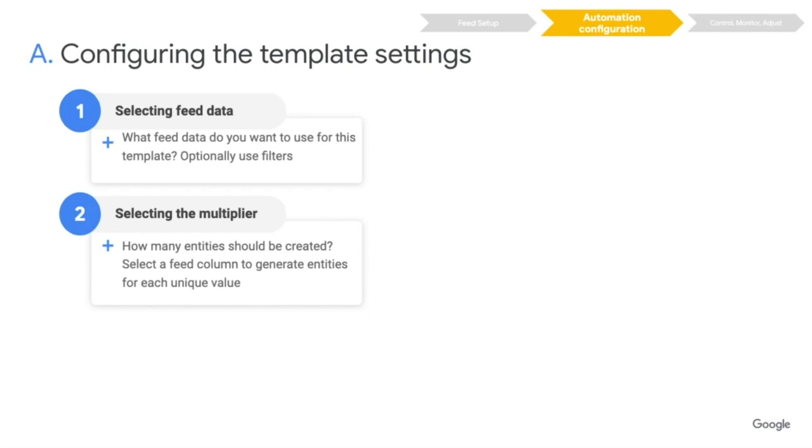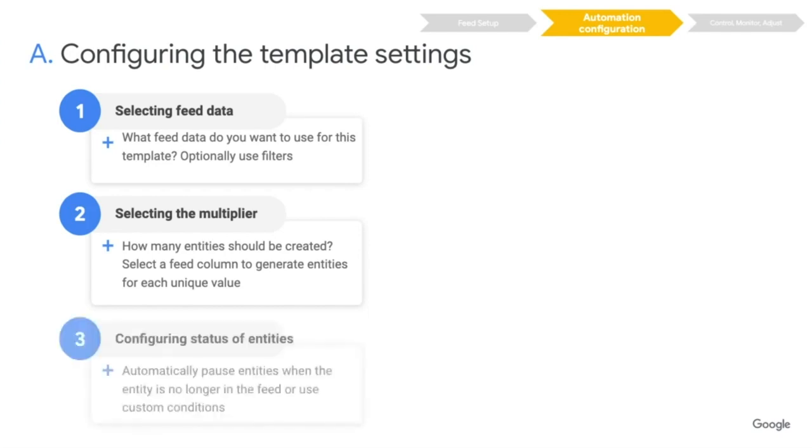Once you have the multiplier set up, we move on to the next step, which is controlling and configuring the status of entities. So at this point, we're talking about the ability of inventory management to help you make sure that the ads and campaigns, ad groups, et cetera, that you have live and active are well in line with the items that you have available in your product inventory.